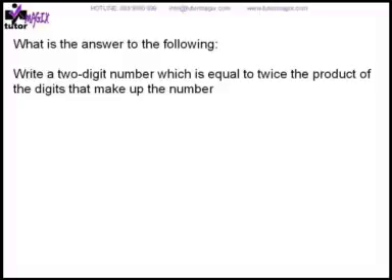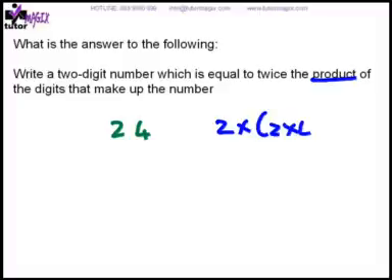Let's say for instance we think of 24. What they're saying is that number 24 should be equal to 2 times the product of the 2 and the 4. So 2 times 4, which will give you 2 times 8, which is 16. But there's no way that 24 is equal to 16. So obviously the 2-digit number that they're referring to is not 24. So let's think of something else.